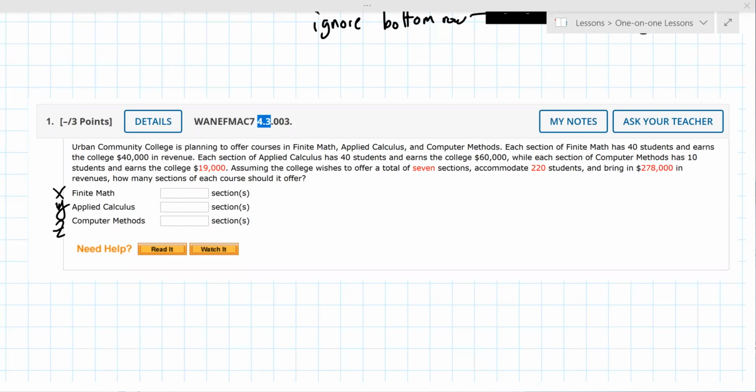Each section of applied calculus has 40 students and earns the college $60,000, while each section of computer methods has 10 students and earns the college $19,000. Soon the college wishes to offer a total of 7 sections. Okay, so each of these is a section. So we can see an equation from that. It accommodates 220 students. That's the 40, 40, and 10, and bring in that much in revenue.